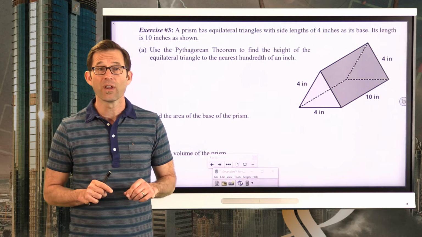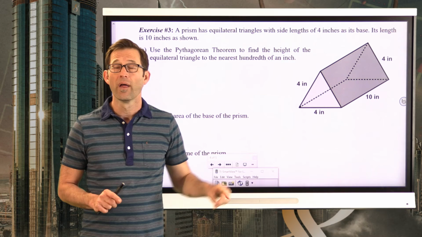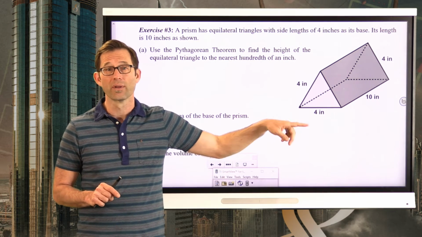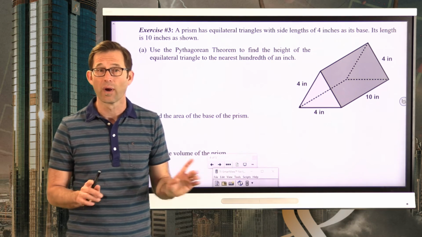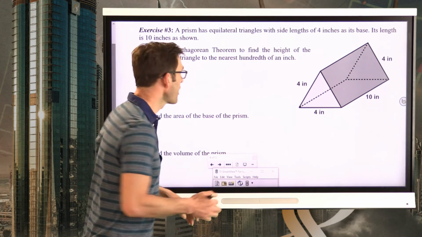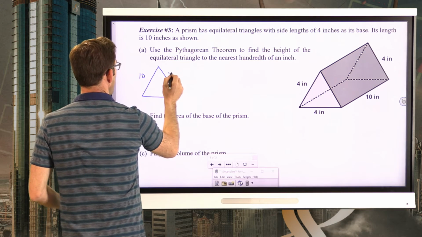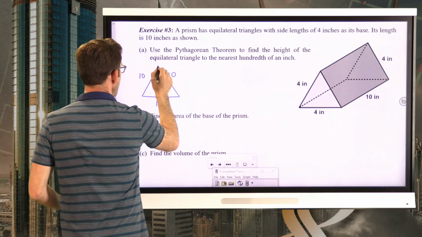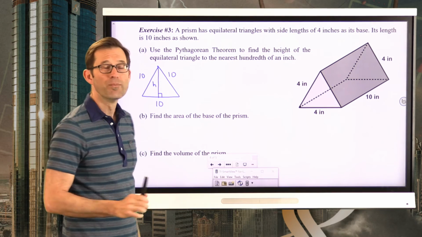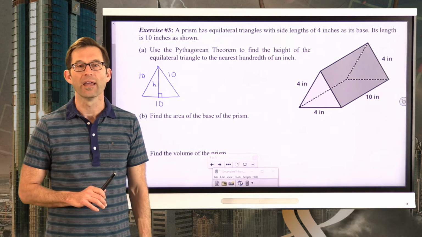But the first thing I have to figure out is the height of that equilateral triangle if I have any hope of calculating its area. I can't calculate the area of this equilateral triangle by doing like 4 times 4 and dividing by 2, right? That's not going to work. But see if you can use the Pythagorean theorem to figure out the height of this equilateral triangle. What I really need is to know that height. So pause the video now and see if you can use the Pythagorean theorem to come up with that height.